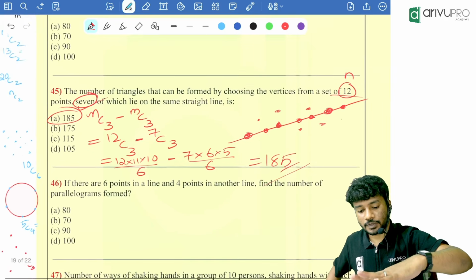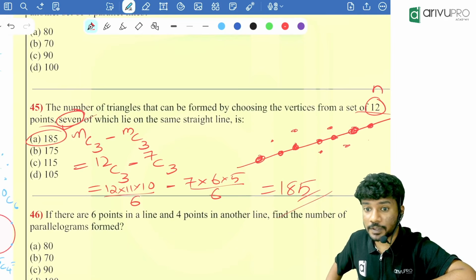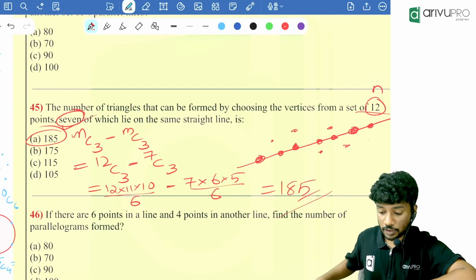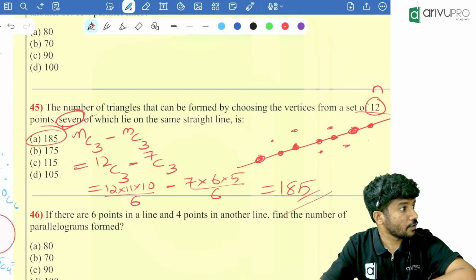Everyone made a note of it. Is it clear for all the people? Sugita, got it? Srimati, you got it? Please confirm.